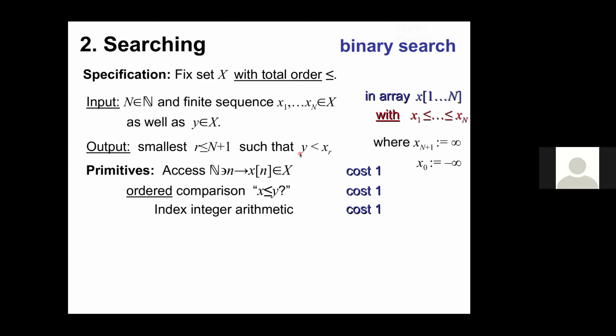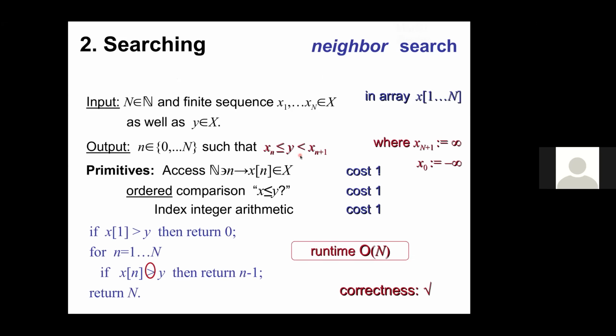And then we went to the improved runtime for searching in an ordered array. Now we assume not only that there is an ordering relation, but also that the array is ordered. Again, we put artificially the right element to infinity and the left element to minus infinity, so that this searching result always exists. And then we are looking for essentially the same thing as here.